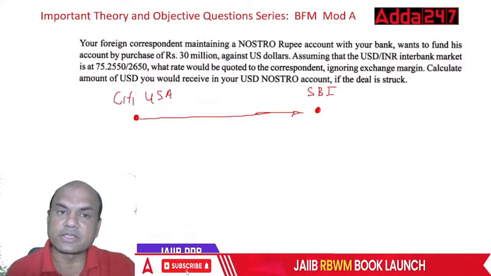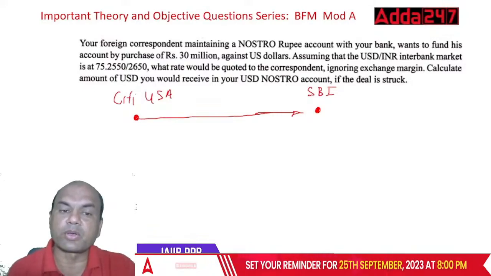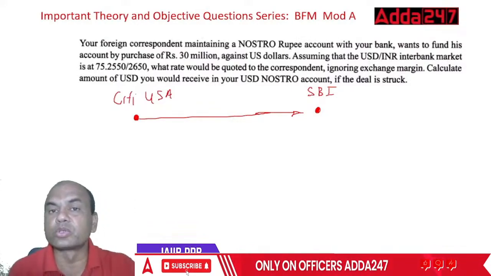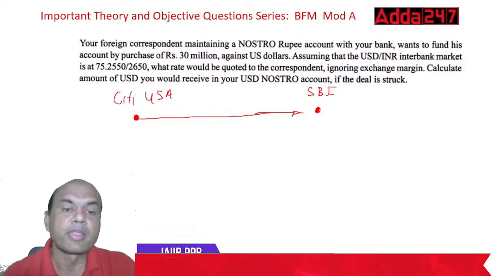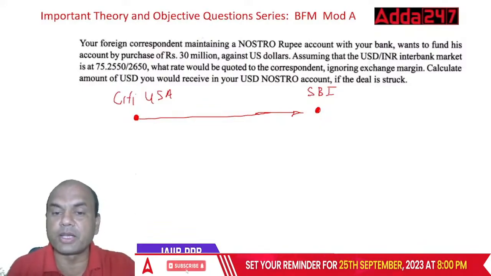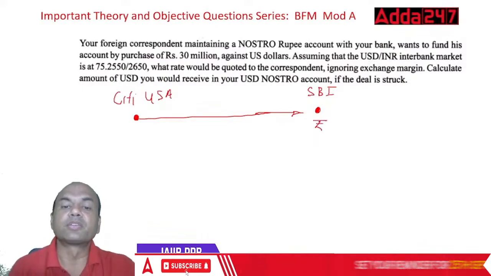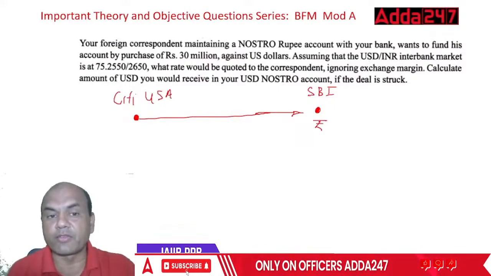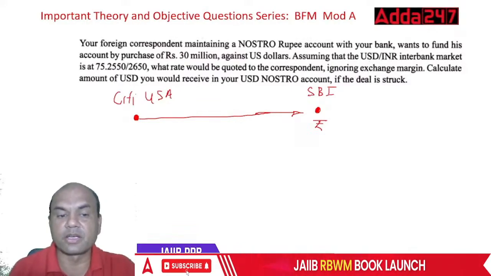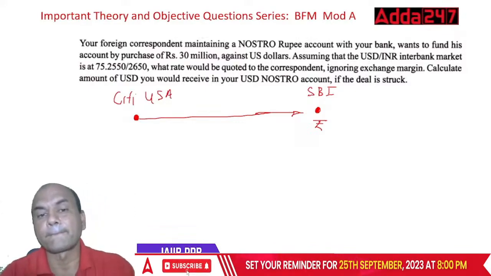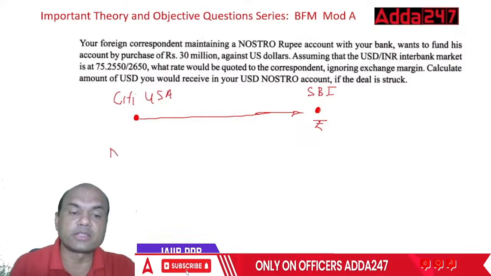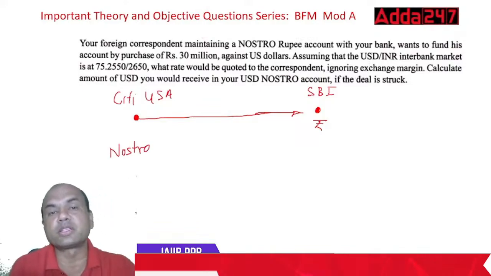Type in the comment section, what will this account be called in the books of Citibank? Citibank will call this account as what, Nostro or Vostro? Citibank is maintaining a rupee account with SBI. So this rupee account maintained by Citibank with SBI will be called as what in the books of Citibank? It will be called Nostro. In the books of Citibank, it will be called Nostro account.